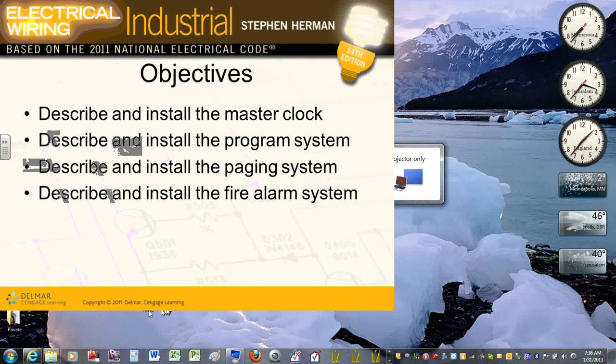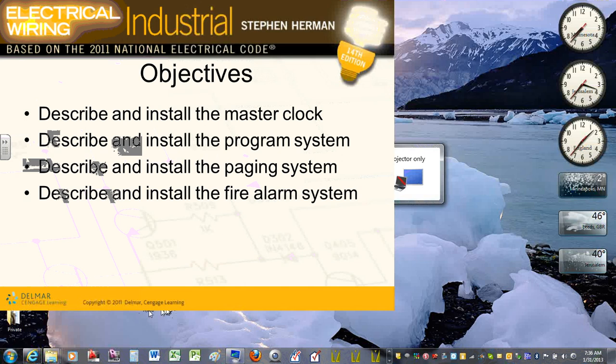The paging system is nothing other than what we did in our project. So if you have speakers and you can page people. Fire alarm system, you know what the fire alarm system is. If you have a fire, you need to be able to detect that you have a fire and announce to the people so they can exit the building they have a fire.